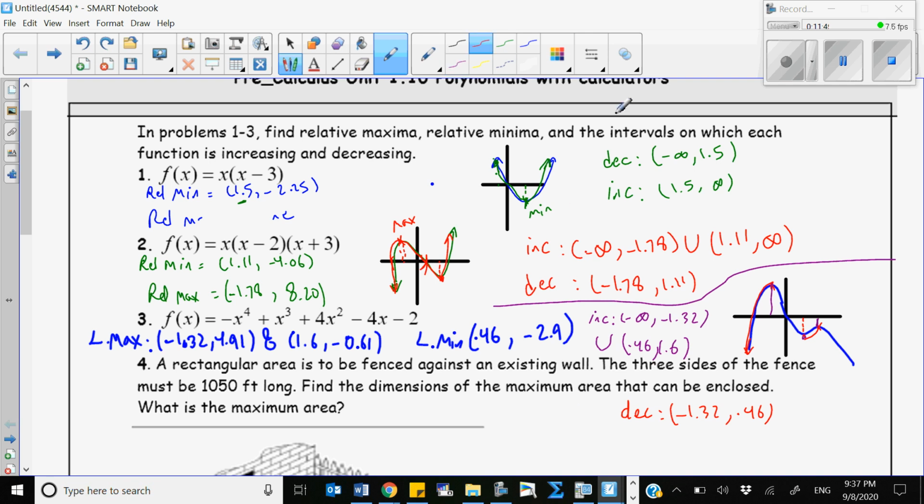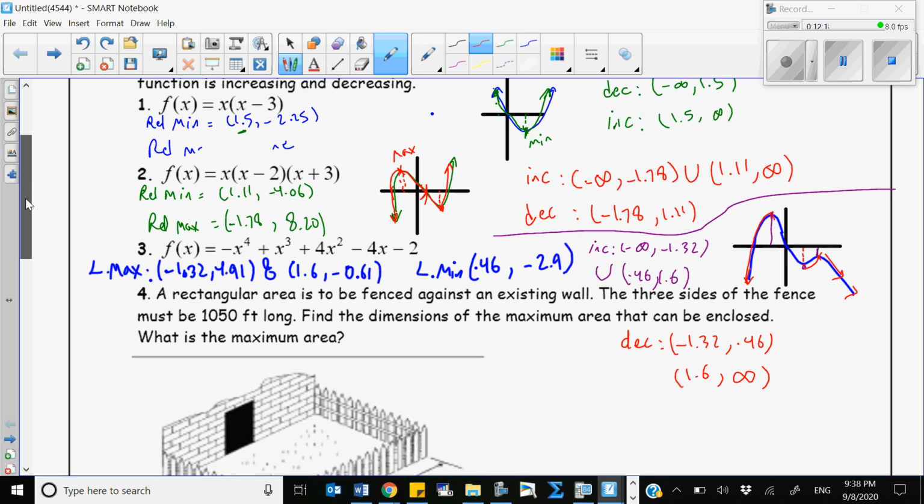Now the next part of the graph again is decreasing, it's going down. So it's going to start from 0.46, which is x value. Oh, I'm sorry, not 0.46, it's the x value of this maximum point, which is 1.6, to infinity, because we have an arrow on this one. So that's the increasing and decreasing area.